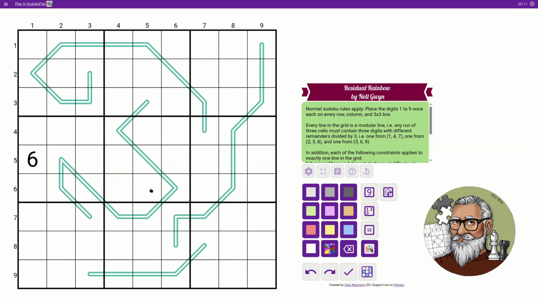Today I'm going to be trying my hand at Residual Rainbow by Nell Gwyn. If you'd like to give it a go, there will be a link in the description below. If you do, please let me know how you fared and what you thought of it.